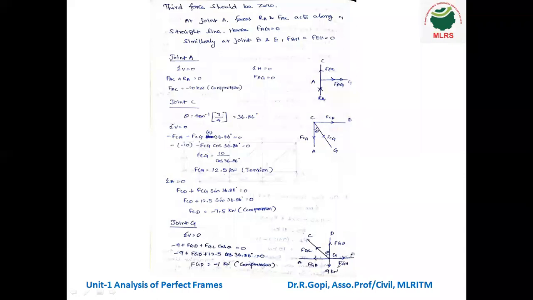So now you can see here, resolve all the forces into vertical manner. So 9 kilonewton acting downward, so it is minus 9 plus FGD. So it is acting upward, so plus FGD and FGC. So FGC I have to resolve vertically. So this angle we know. What is that angle? 36.86.